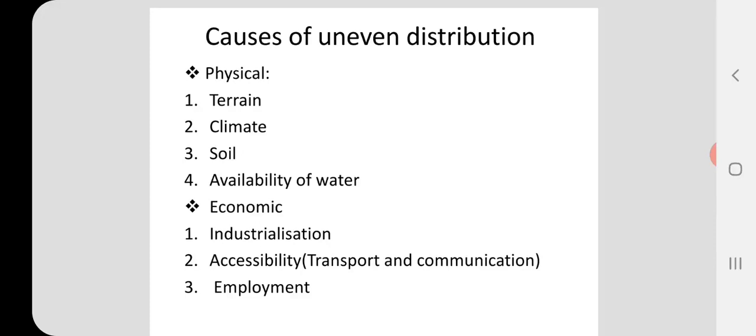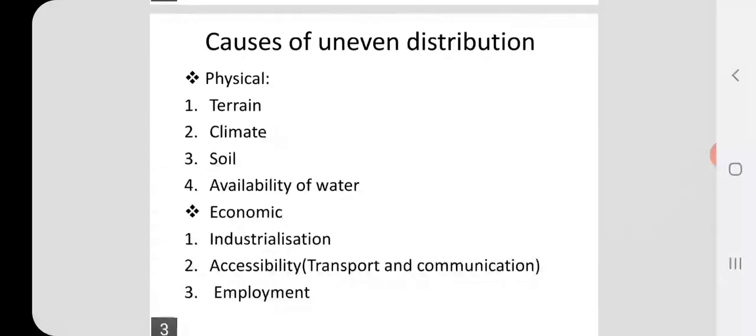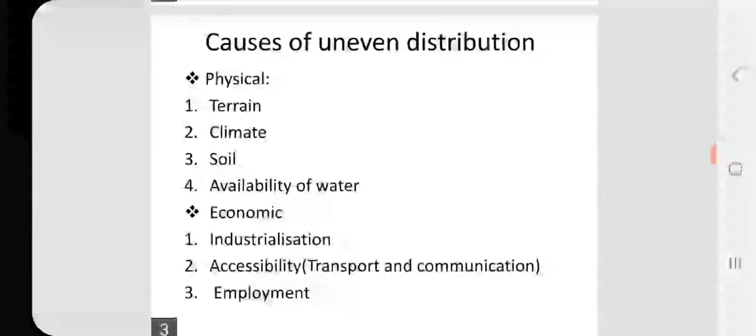If we see the economic factors, there are three factors. Firstly, industrialization. More people live in those areas where there are many industries. So industrialization is one of the most influencing factors for the uneven distribution of population.